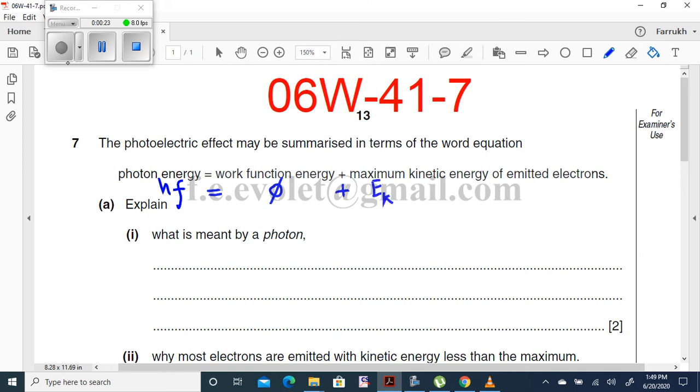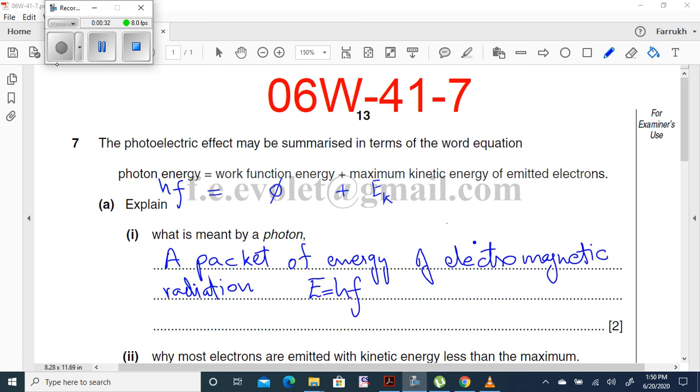The first part, part 1, says what is meant by a photon. It is a packet of energy of electromagnetic radiation whose energy can be given as E equals hf.